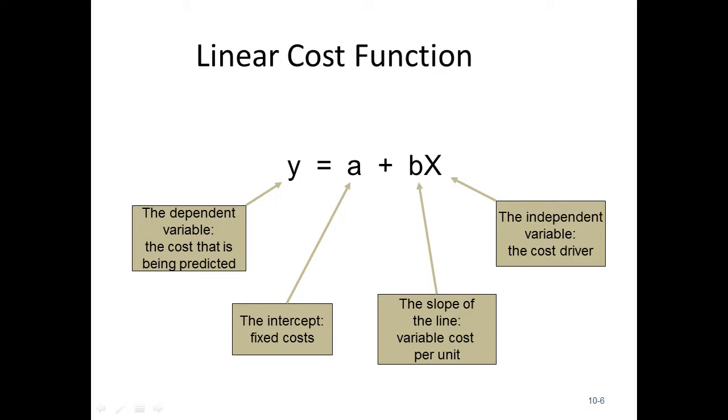Here we have depicted a linear cost function where y = a + bx, where y is the cost that's being predicted. So y is what we're saying our cost would be, given that a is a fixed cost, b is the variable cost per unit, and x is the cost driver, or the independent variable. This is what our linear cost function looks like. Y is the dependent variable, the cost that's being predicted. A is the intercept, that is fixed cost. B is the slope of the line, the variable cost per unit, and x is the independent variable, which is the cost driver.